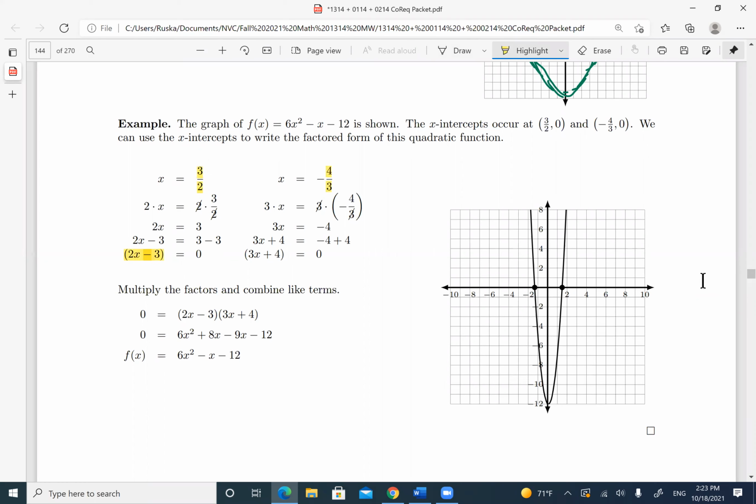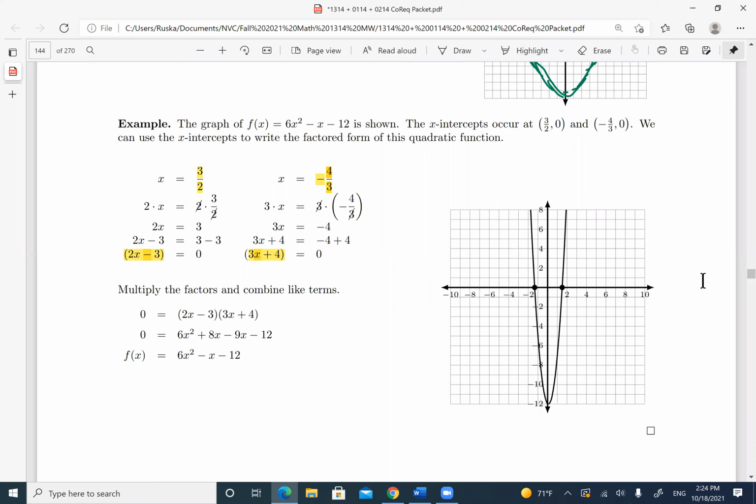And the same idea with -4/3. We're gonna multiply both sides by 3. We're gonna move the 4 over, add 4. So the factor is gonna be 3x plus 4. And the factored form is just when you put them next to each other and distribute. See, they FOIL it, and this is the form they get, the standard form.